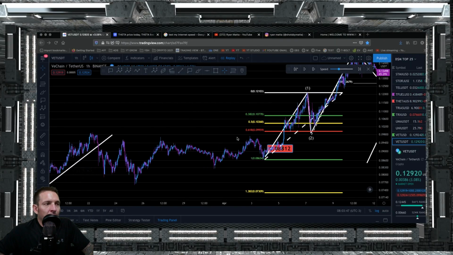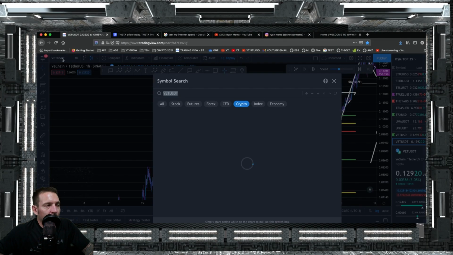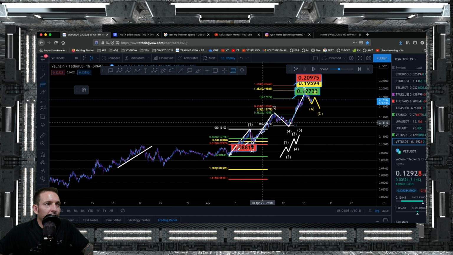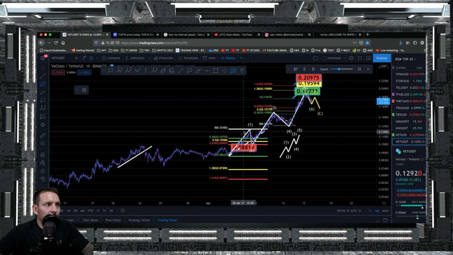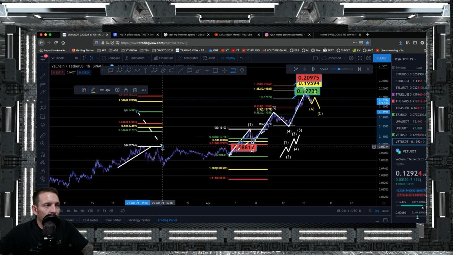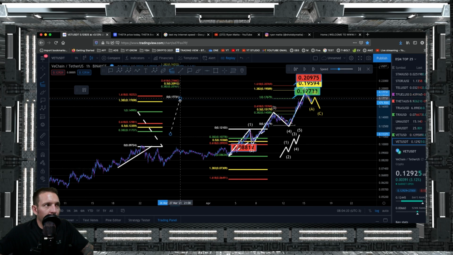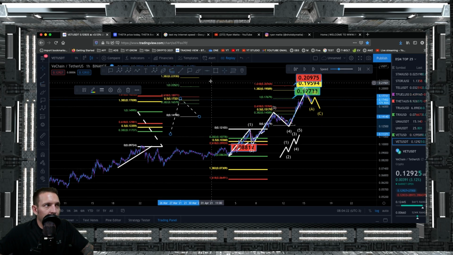Alright, squad, what we have over here, we have VeChain, Tether. So if you come over here and you search VeChain and you search Tether over here on Binance, we're going to pull that up. So if you guys take a look at my chart right here, I'm going to teach you guys how to use the Fibonacci Retracement tool, which is this one right here. Click here, pull it down, that one. And then you also have the extension tool, which is this one, where you pin to 3 locations and you make predictions going to the upside.